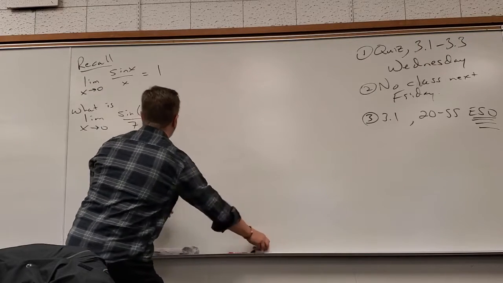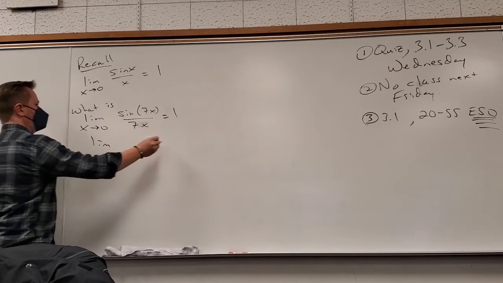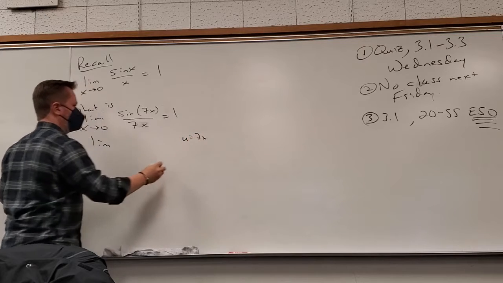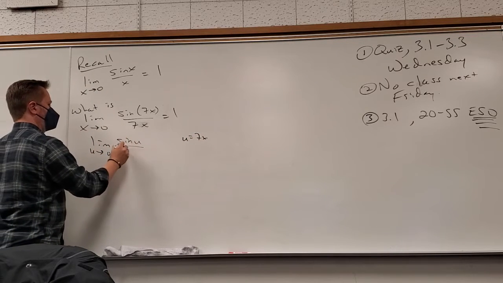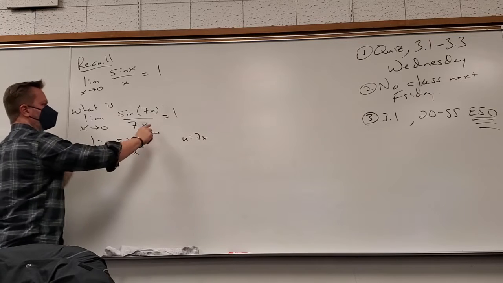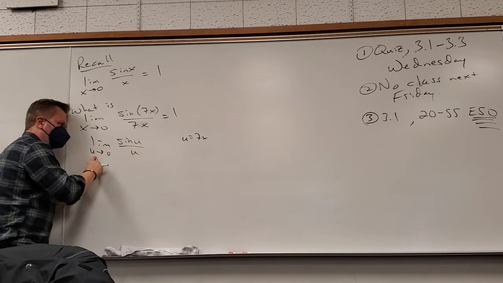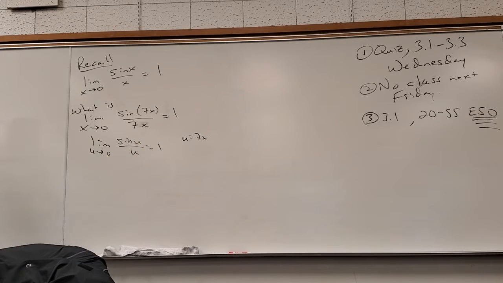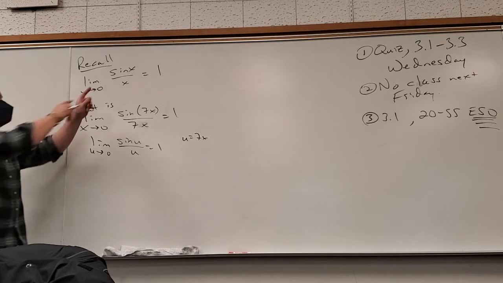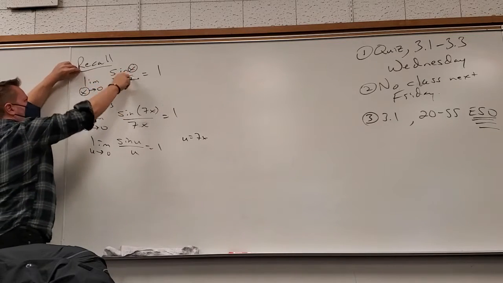Because I could even do something, I could even let u equal 7x. I don't know if you've ever seen this. And as x goes to 0, so does u. So this obviously is 1, because now it's in the same form. Okay, I like it. So what's important about this statement is that these are related and these are the same.